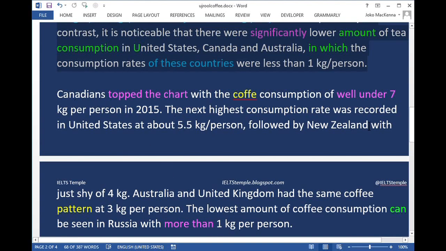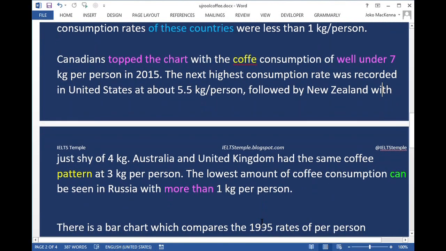The next highest consumption rate was recorded in the United States at about, followed by New Zealand with no need for with there, just shy of 4 kg. Australia and the United Kingdom had the same coffee pattern. Why pattern? At 3 kg per person. The lowest amount of coffee consumption can be seen in Russia with more than 1 kg per person.